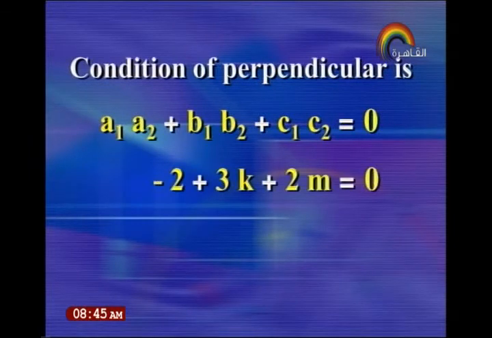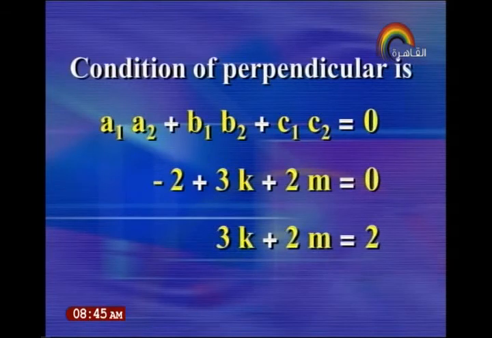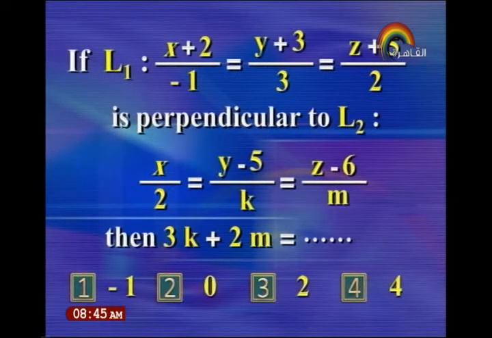By using substitution, the coefficient of x in the first and in the second, also the coefficient of y in the first and second, we know -2 plus 3k plus 2m equals 0, then 3k plus 2m equals 2. Then 3k plus 2m equals, the correct answer is 2.